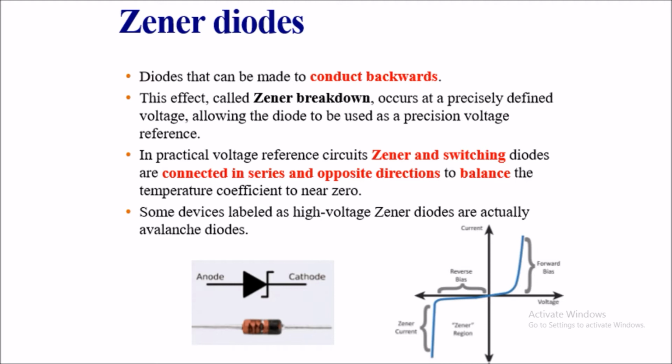So it conducts. The effect called Zener breakdown occurs at a precisely defined voltage, allowing the diode to be used as a voltage regulator or as a precision voltage reference. In practical voltage reference circuits, Zener and switching diodes are connected in series and in opposite direction to balance the temperature coefficient to near zero.